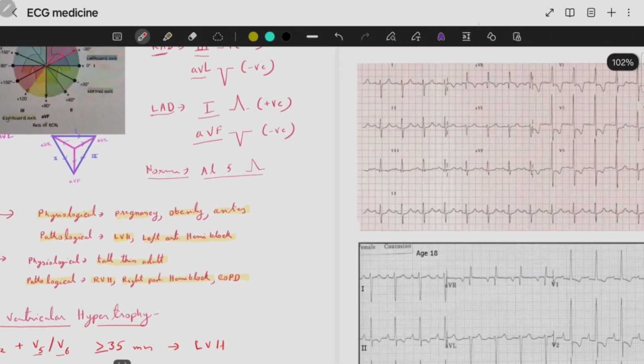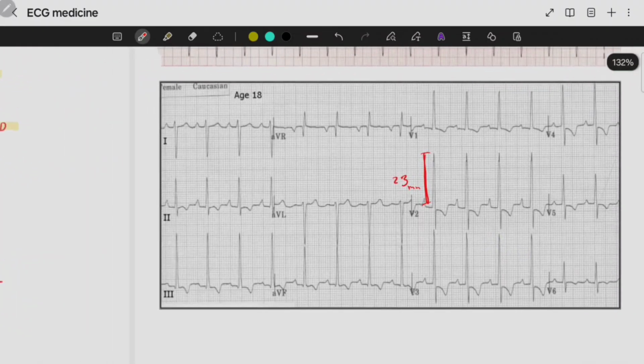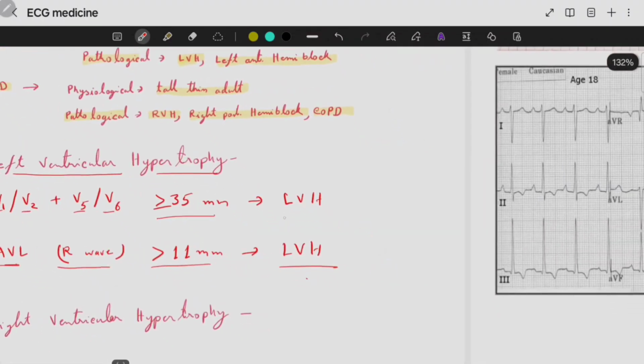See in this ECG, V1 or V2, whichever is longer. Here the V2 is longer, so we calculate the V2. It is 23 small boxes, meaning 23 mm. And then V5 or V6, whichever is longer. Here the V5 is longer, so it is 18 small boxes, meaning 18 mm. So we calculate 23 plus 18, so 41 mm. It is greater than 35, which means the LVH is present.